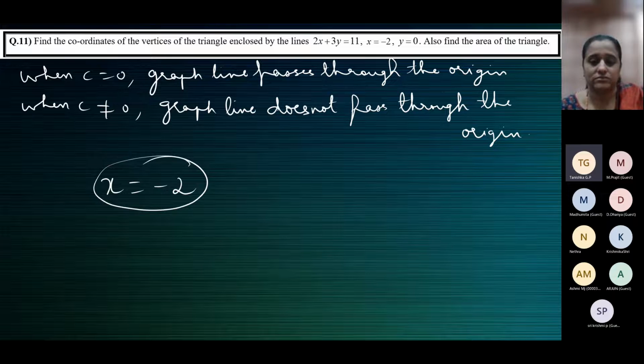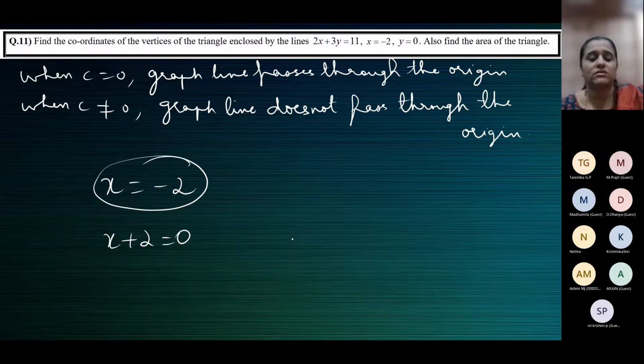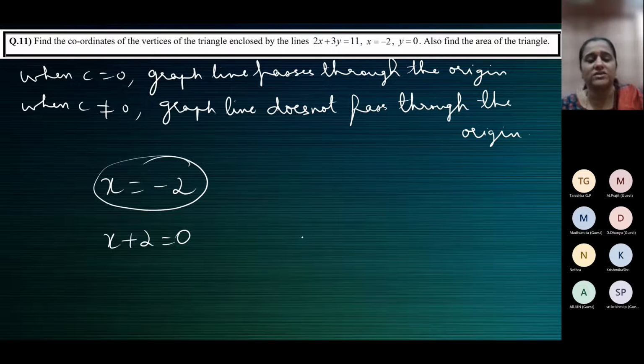Ma'am, when 2 is transposed to left hand side, it will become x plus 2. So x plus 2 is equal to 0. So value of C is equal to 0. Okay, if you transpose x to the right hand side, then what will it be? No. When you transpose x to the right hand side, then what will be the equation? Minus x minus 2, ma'am.